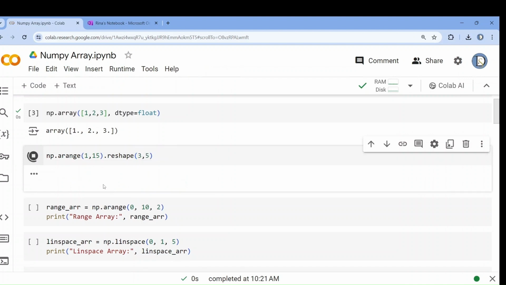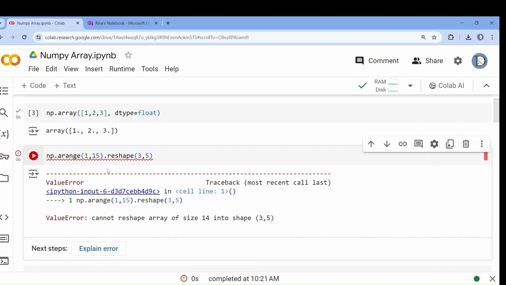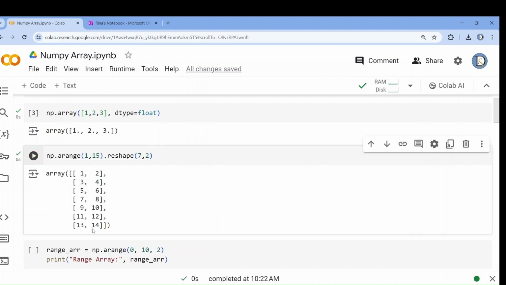Then what will happen? See, the problem is that now we have 14 values, but we are trying to give it a shape of 3 comma 5. 3 into 5 means 15, but here we have 14 values. That's why it is showing us an error. So what can we do? We can write 7 comma 2, 7 into 2 is 14. Then we will have 7 rows, 2 columns. We have to reshape it in a way that it contains 14 numbers.